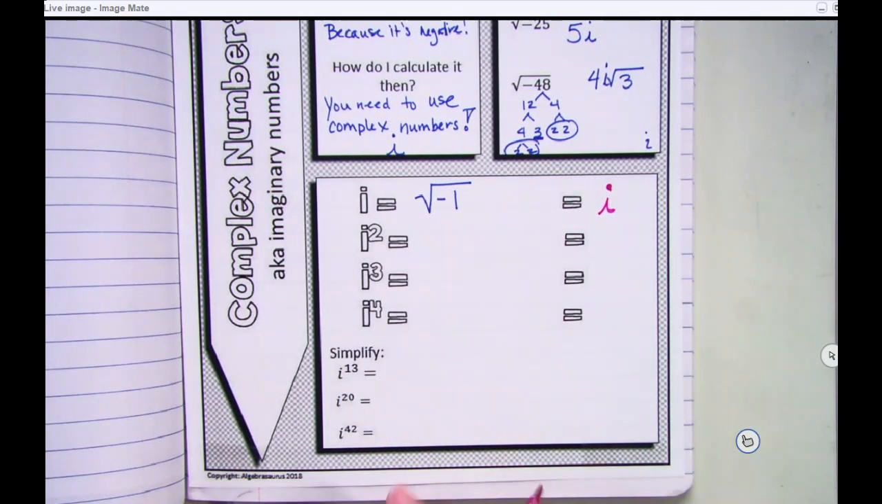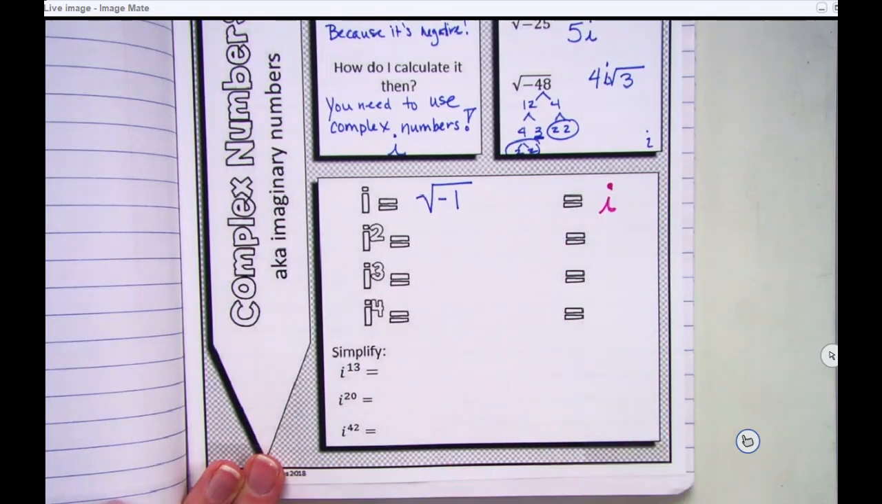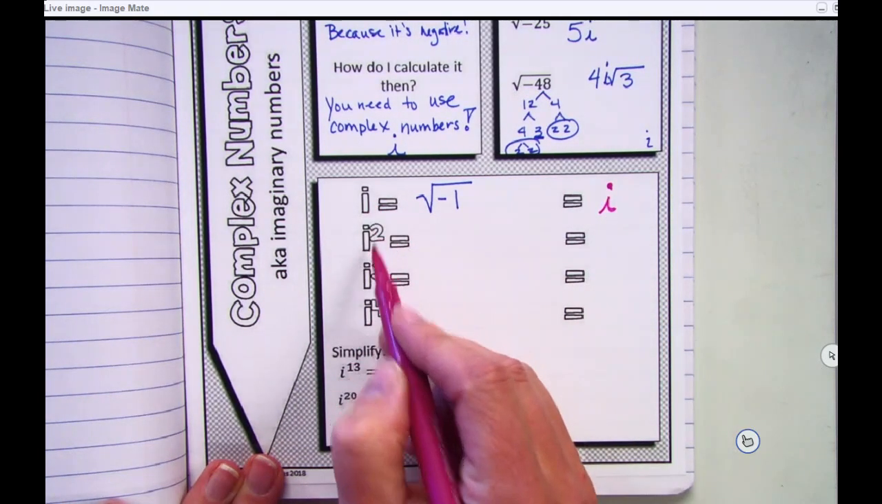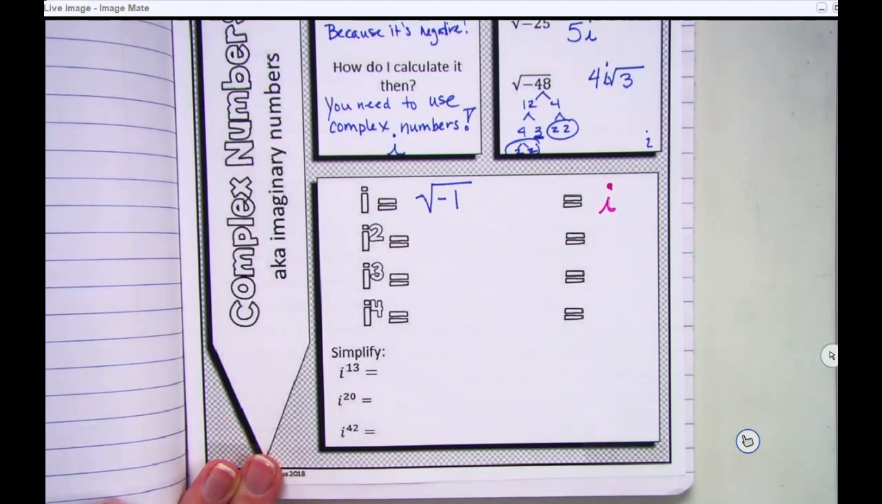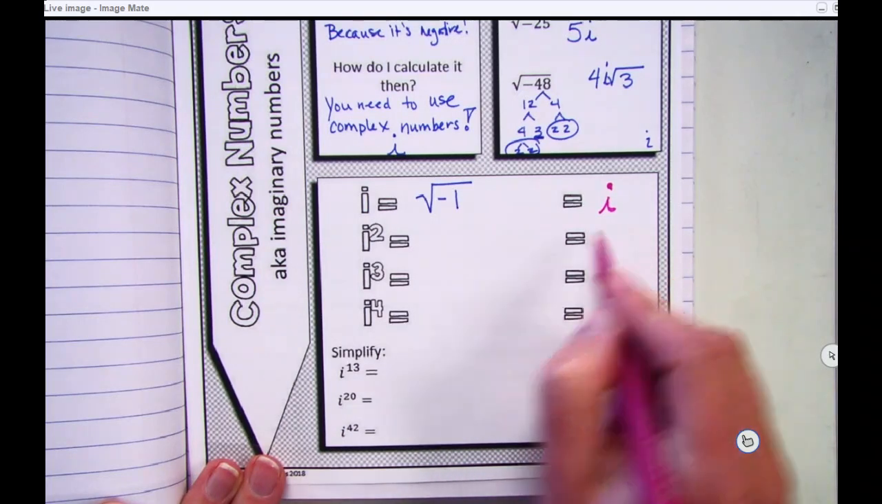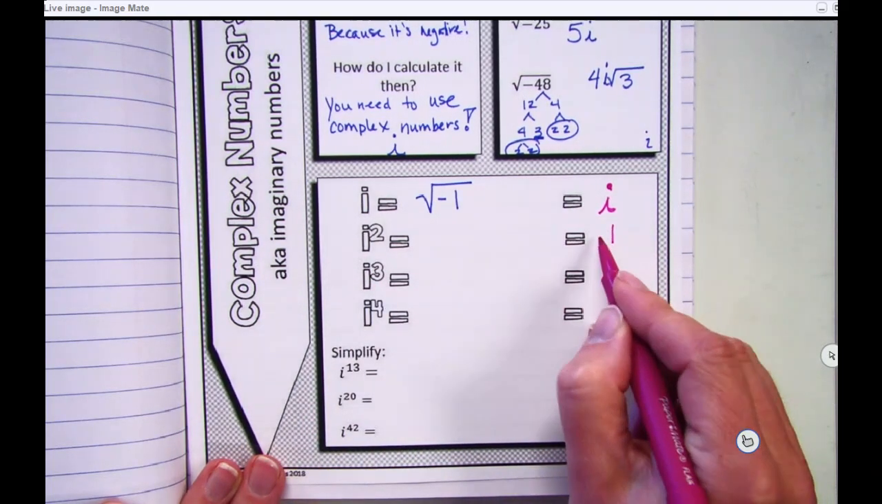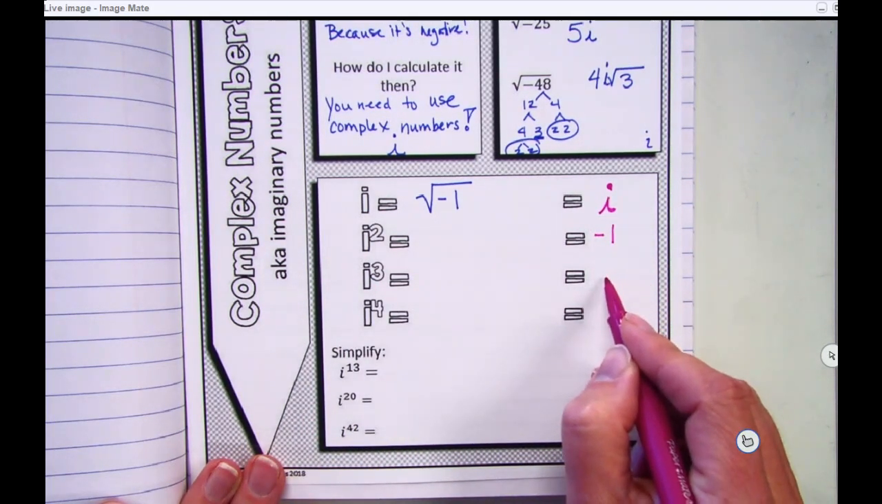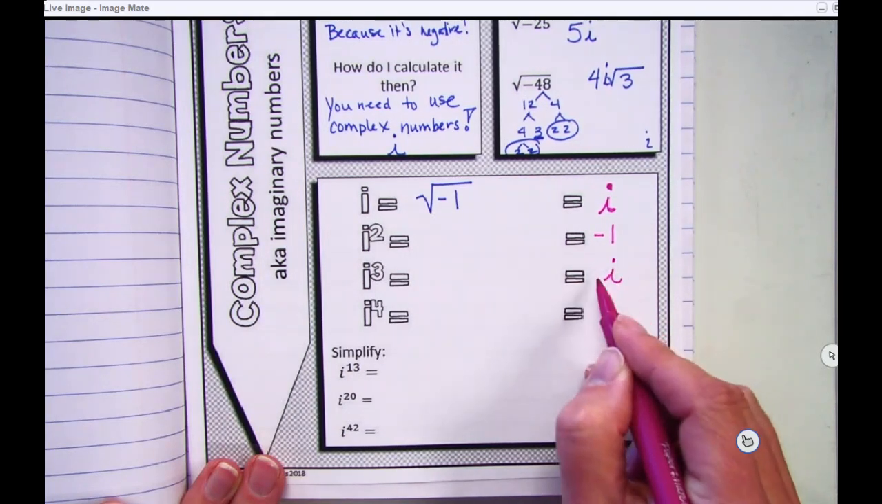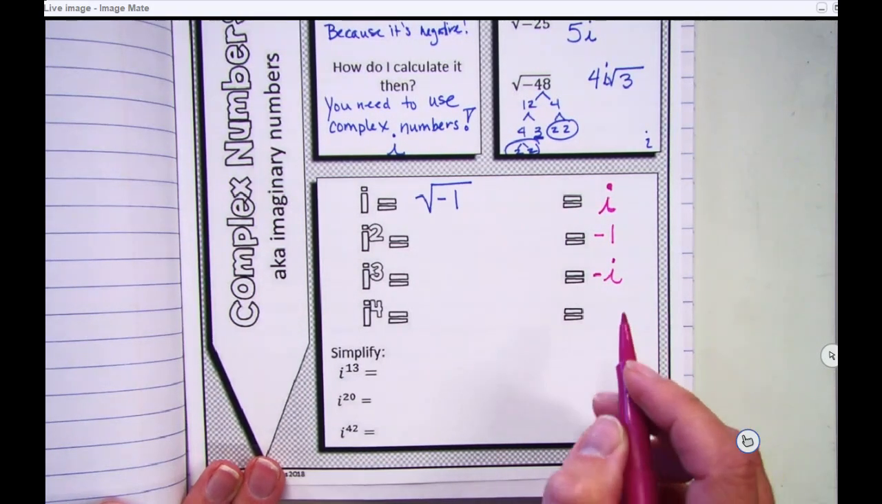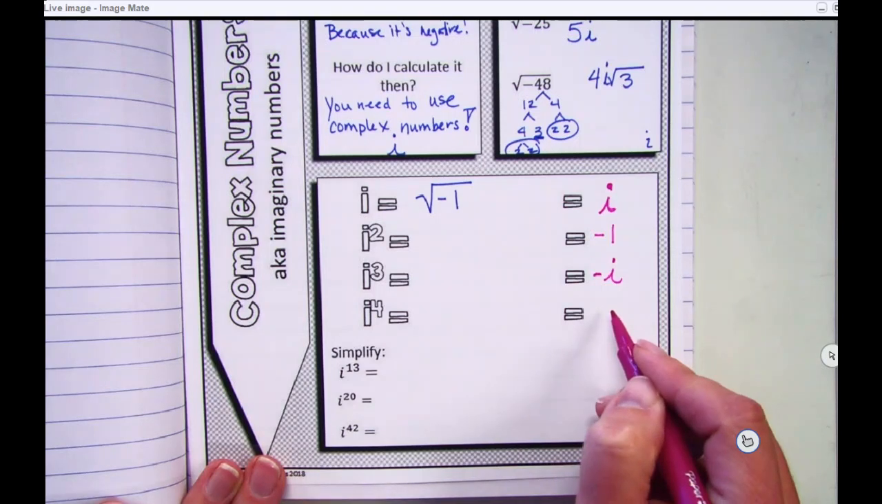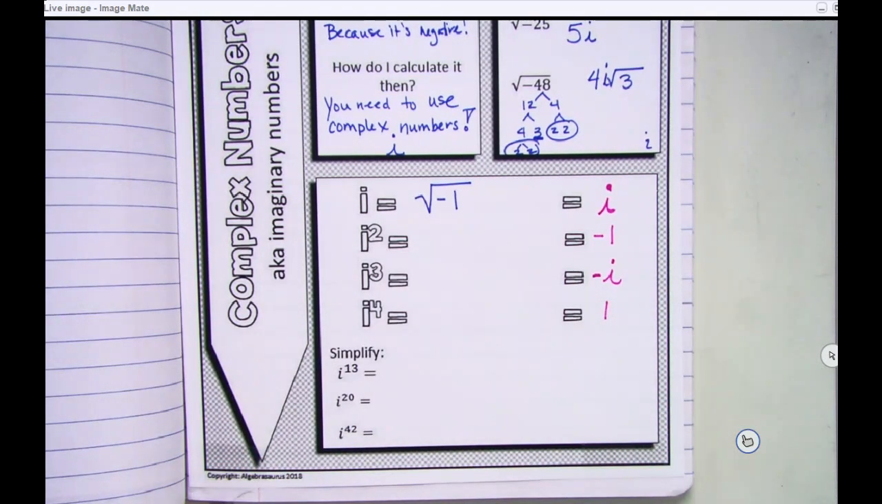I usually give you a whole lot of theory here, but I don't think I'm going to. There are only 4 values that i can be when it's raised to an exponent. i squared is -1. i cubed is -i. And i to the 4th is 1.